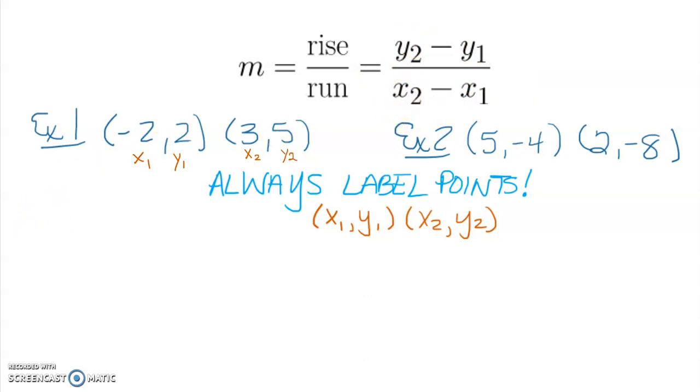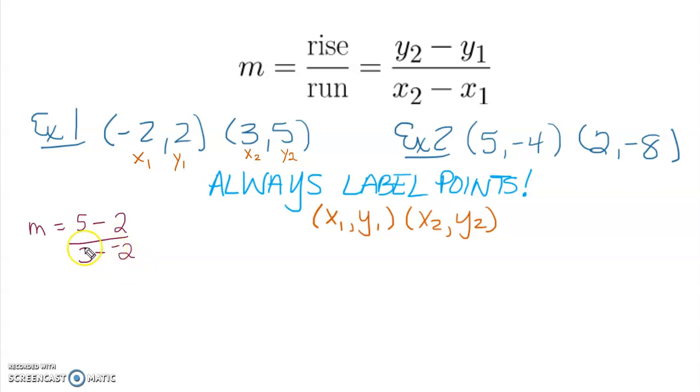That way, when we go to plug into the formula, we'll put the numbers in the correct spots. So from here, all we have to do is plug in. Our slope is going to equal y2, which we've labeled 5, minus y1, which we've labeled 2, over x2, which we've labeled 3, minus x1, which is -2.